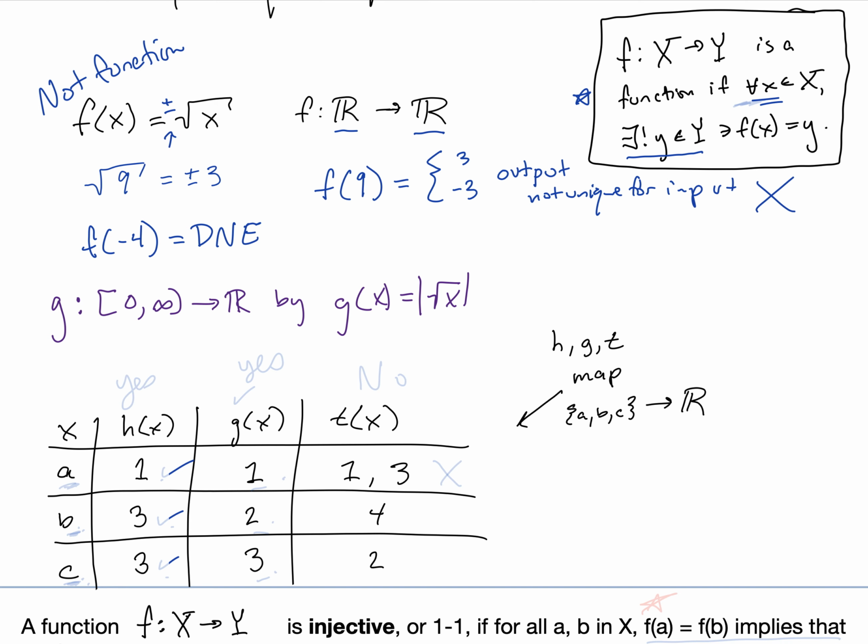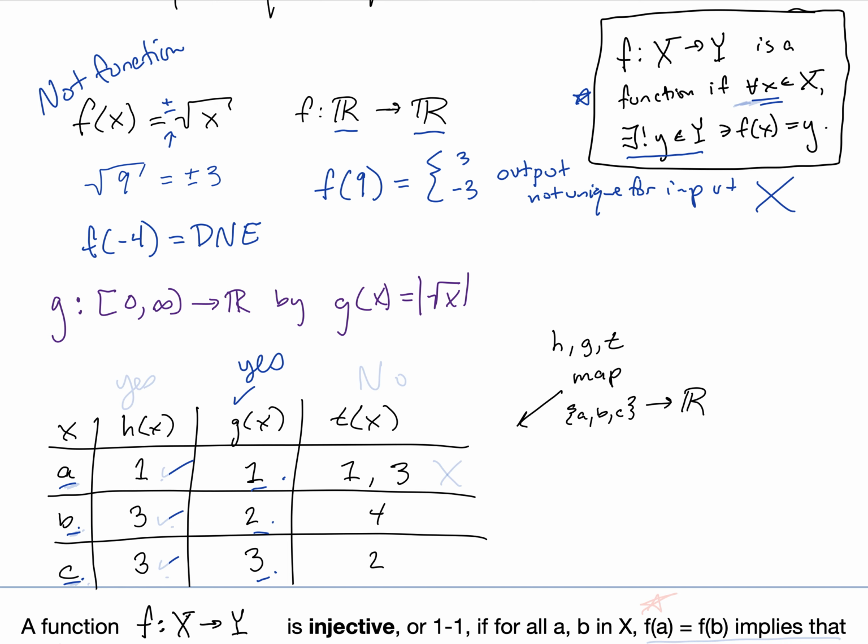Okay, how about these other three rules, g, h, and t, mapping the set A, B, C to the set of real numbers? Let's look first at the most straightforward looking one, g. So g of A is equal to 1, g of B is equal to 2, and g of C is equal to 3. That tells us that, yes, for every element of this set, there is one unique output. And so, yes, this is a function.